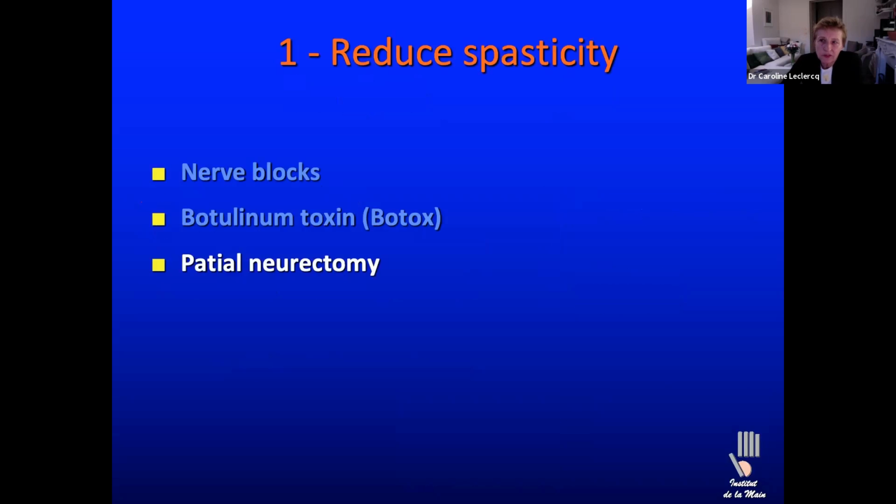So reduce spasticity, how do we do that? We've talked about nerve blocks, we've talked about botulinum toxin. Is there a way we can do that surgically? Certainly. And this is called partial neurectomy.